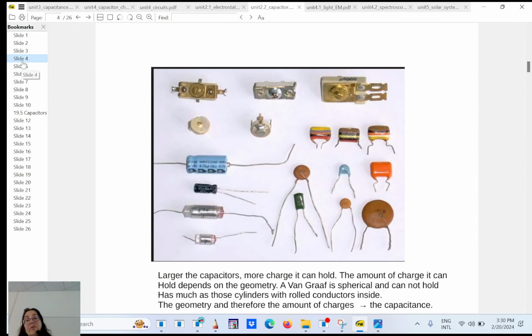So I'm going to skim through. I'm going to stop here, but I'm going to skim through this unit so we can start talking about magnetism.